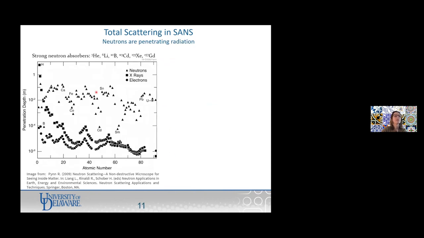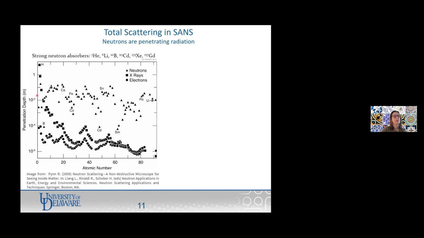Now, just to step back for a minute. Here we're comparing, on the vertical, the penetration depth of the probe that we're using, and we're comparing neutrons, X-rays, and electrons. At the bottom, you just have the atomic number. You can see that the higher the atomic number for X-rays, which are the squares here, the less penetration you get, because the interaction gets stronger and stronger, so they penetrate less and less material. Similar for electrons. And then for neutrons, you have these triangles here, and they're all over the place.